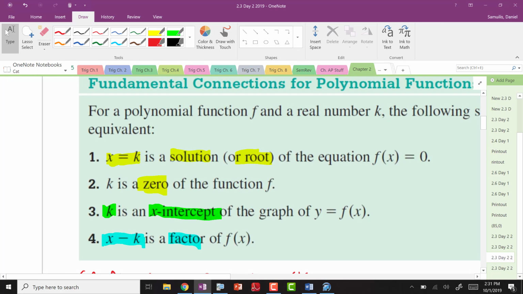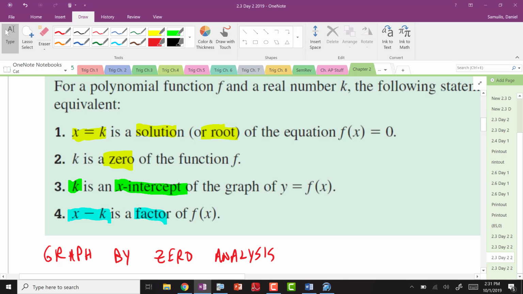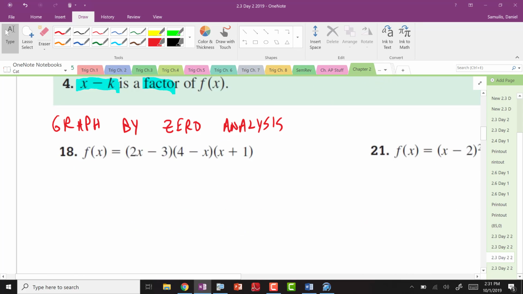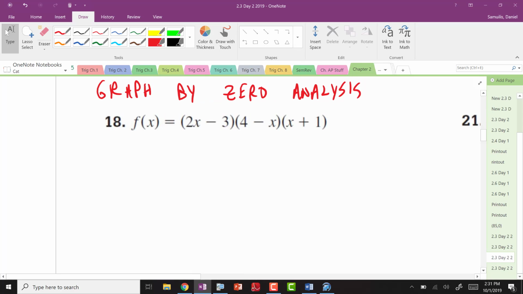Then we talked about synonyms. When you hear these terms, these are all synonymous with each other. Solution, root, zero. I almost feel the same way about all three of them. The number that when I plug it in for x, it turns the whole thing into 0. And then that turns into an x-intercept for the graph. And then, of course, that comes from a factor x minus k.